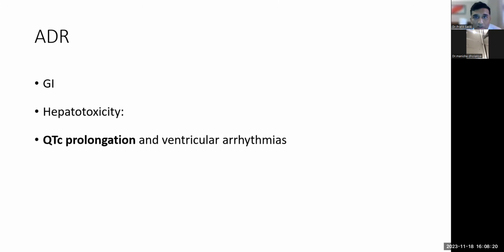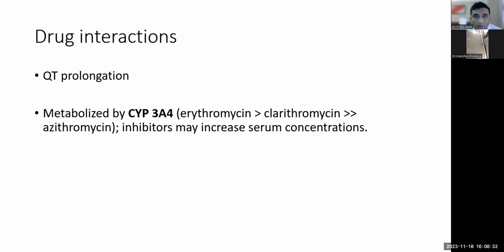So this all causes QT prolongation, and they have an additive effect whenever we talk about QT prolongation. So always see the QT interval every second, third day when you write azithromycin in the ICU and other QT prolonging drugs are prescribed. An important thing to remember is that it is metabolized by CYP3A4, so those drugs which inhibit CYP3A4 can increase the concentration. But among the macrolides, erythromycin is majorly affected, followed by clarithromycin and azithromycin.